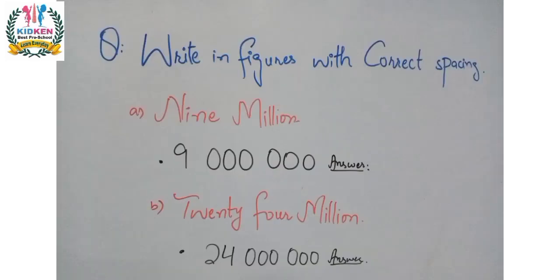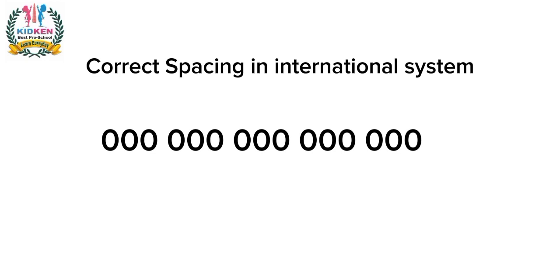Next question is: write in figures with correct spacing. In this question the numbers are given in words and you convert them into figures with correct spacing. In the international system, correct spacing has three digits, then a small amount of space, then three digits, then space, then three digits, then space, and you start your counting from the right.